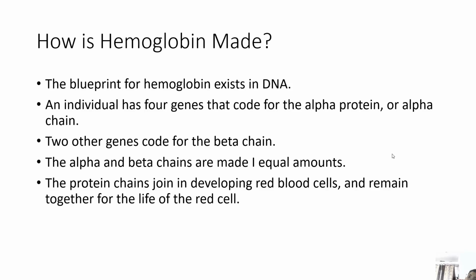Now, how is hemoglobin made? The blueprint for hemoglobin already exists in DNA, obviously, that is the genome. An individual has 4 genes that code for the alpha chain. 2 other genes code for the beta chains. The alpha and the beta chains are made in equal amounts, and the protein chains join in developing RBCs and remain together for the life of the red blood cell.